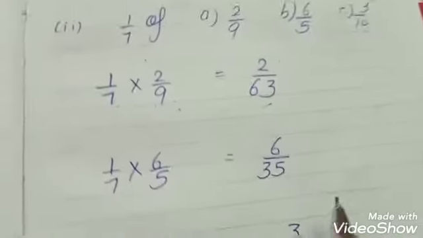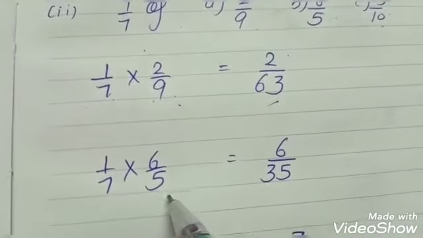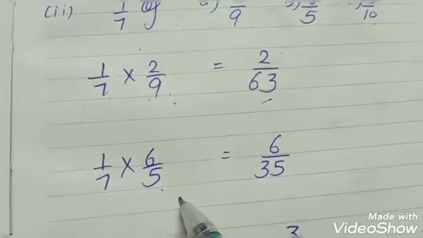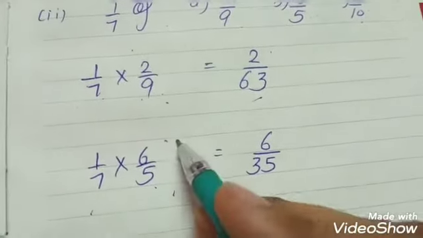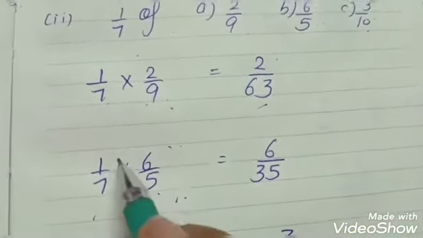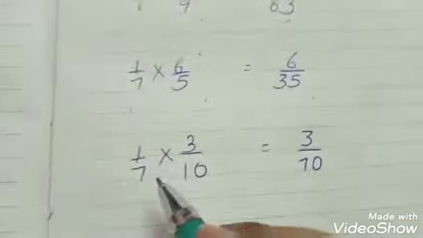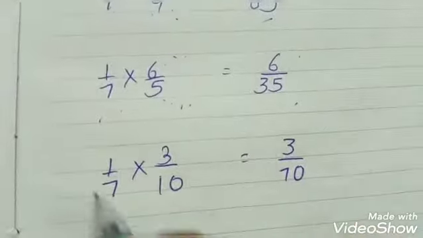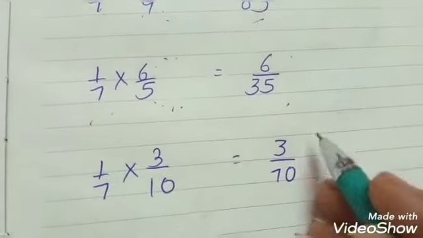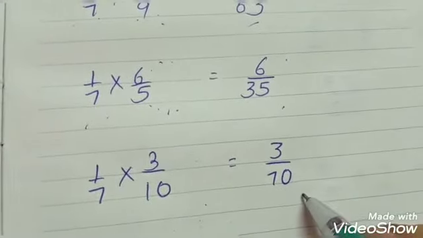Right? See the second one. In this also there is no cutting possible. 1 and 5 cannot cut, 6 and 7 cannot cut, 6 and 5 cannot cut, right? So we just normally multiply and 7 5s are 35. Here also cutting is not possible. 1 into 3 is 3, 7 10s are 70, right?